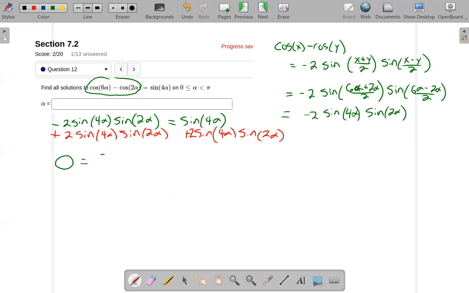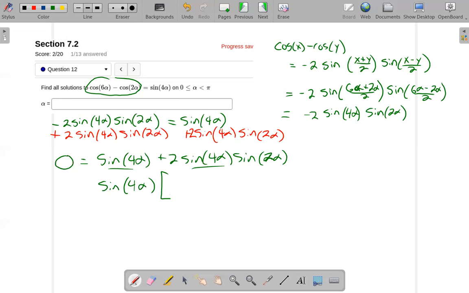And on the right side, I have sine of 4 alpha plus 2 sine 4 alpha times the sine of 2 alpha. And what I was thinking is that I can factor now the sine of 4 alpha out. So if I do that, I get the sine of 4 alpha times, if I factor this whole part out right there, I get a 1. And then here I'm left with the 2 sine of 2 alpha.